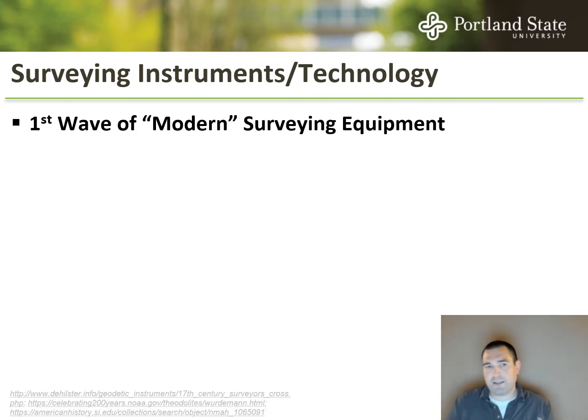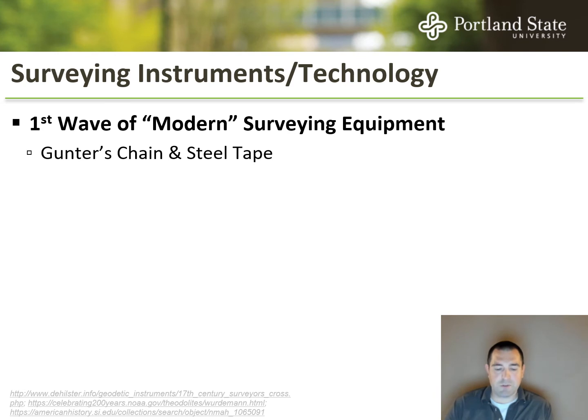And then we started getting into the first, what I would call, wave of more modern surveying equipment. Examples of this include the Gunter's chain that we're going to learn more about, and more specifically the steel tape we're going to learn about. Back in the 1600s, there was someone named Gunter who developed the first consistent and precise measuring tool, and we call it Gunter's chain even still today. You can still buy those chains, but most people use a steel tape.